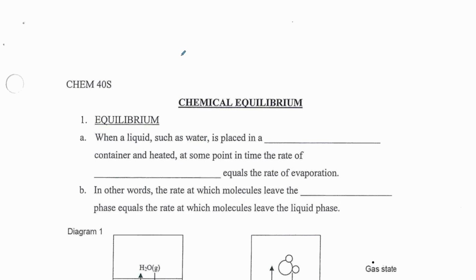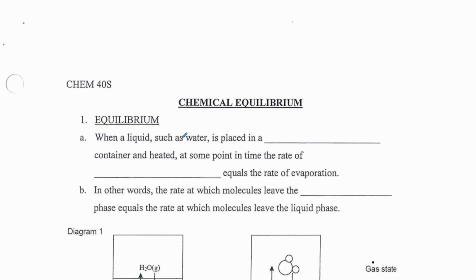Welcome to our first lesson on chemical equilibrium. So we're going to start by talking about what equilibrium means. We're going to start with a simple example talking about water evaporating and condensing.